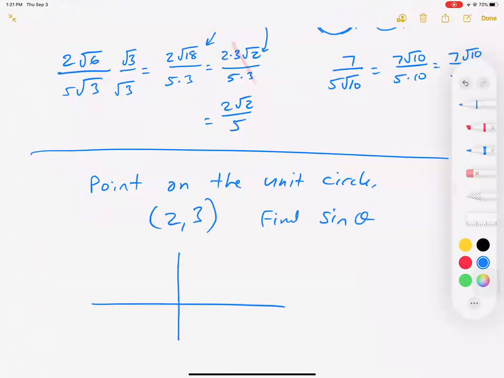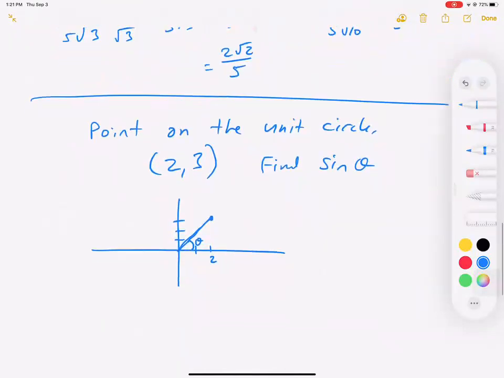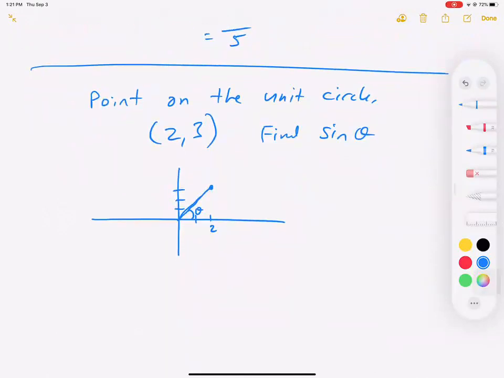Okay, let's graph the point. The point is 1, 2, 1, 2, 3. Okay, that's my point. We'll find the sine of this angle, and this angle here is my theta. Now I want to show you something kind of cool: this is already a triangle. Can you guys see the triangle here? The triangle has rise, my y value, of 3, and my x value of 2.